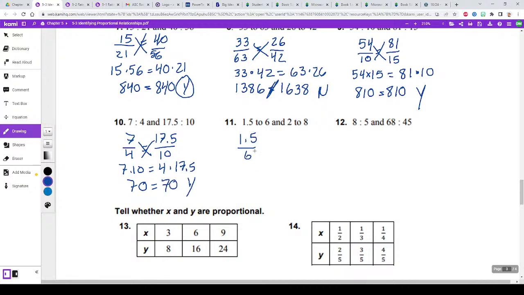1.5 to 6 equals 2 to 8. Cross multiply. 2 times 6, and then 1.5 times 8. 1.5 times 8 is 12. And 2 times 6 is 12. So this is a yep.